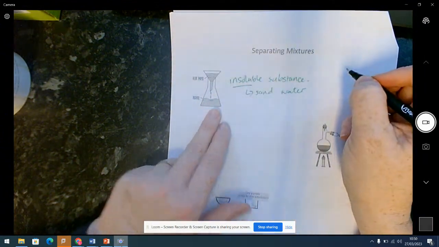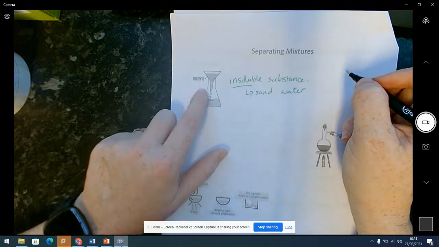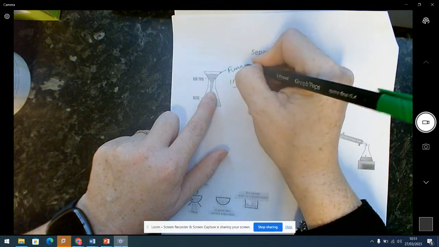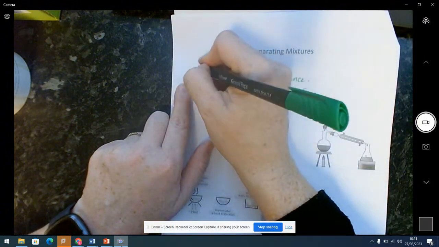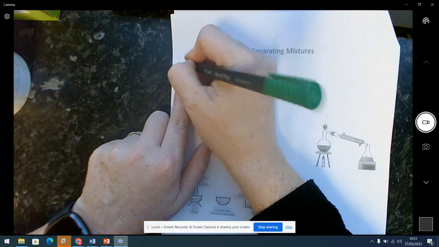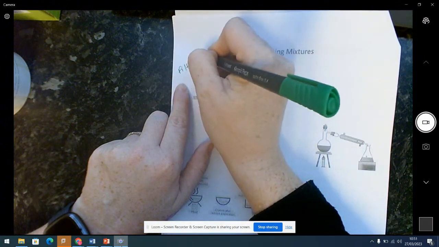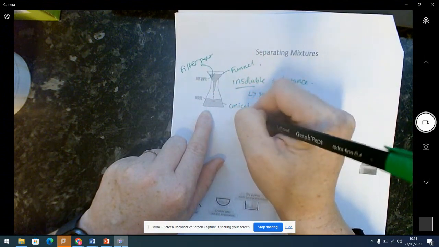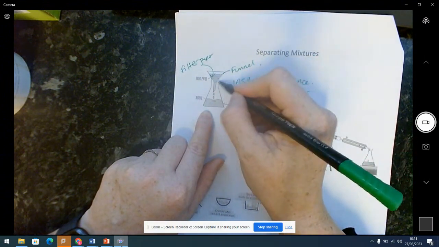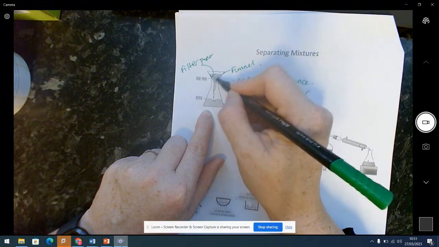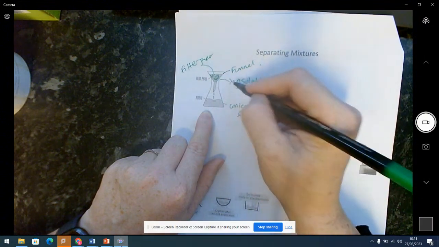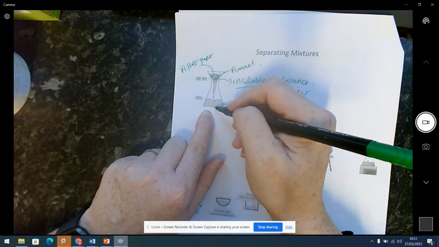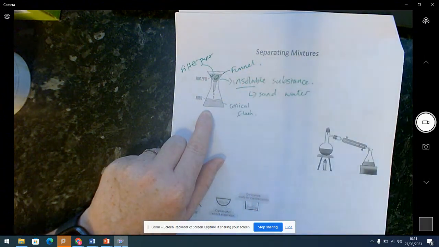I've seen a 3-mark question come up where they get you to label the equipment, so it's important you know what they're all called. We've got our funnel, our filter funnel there. Inside of that, you then have your filter paper, and that goes into a conical flask, where we've then got the insoluble substance gathering in the filter paper, allowing the liquid form of the mixture to then pass through, and you can then collect it.